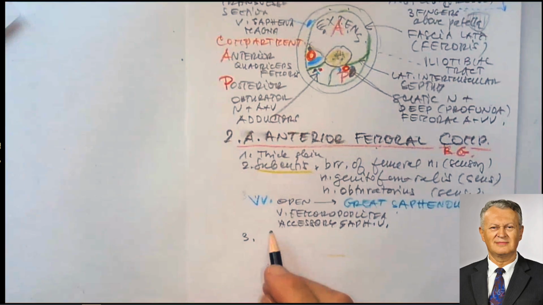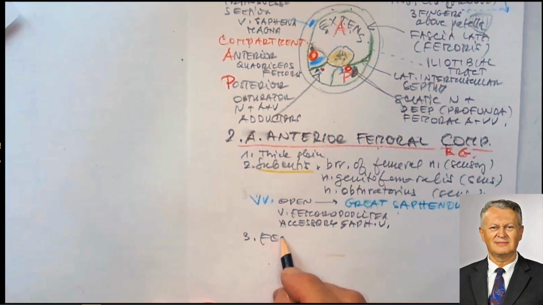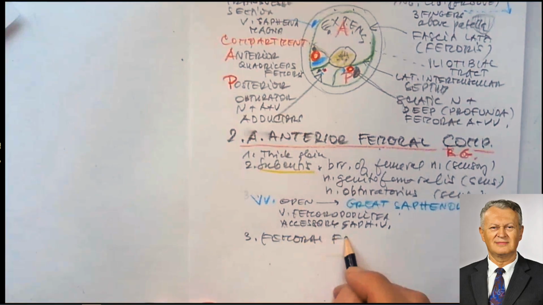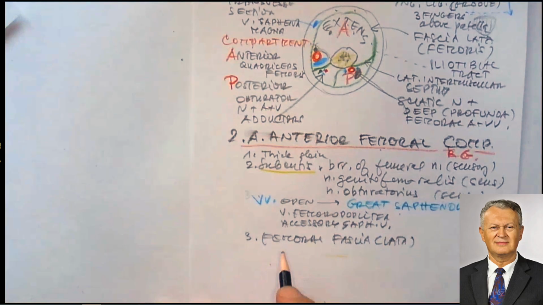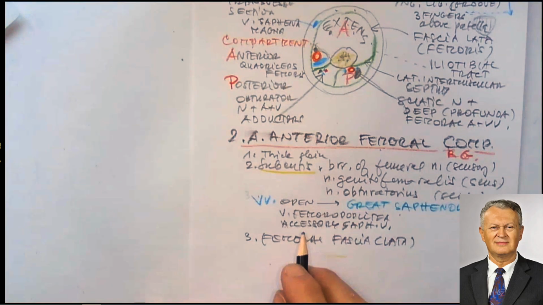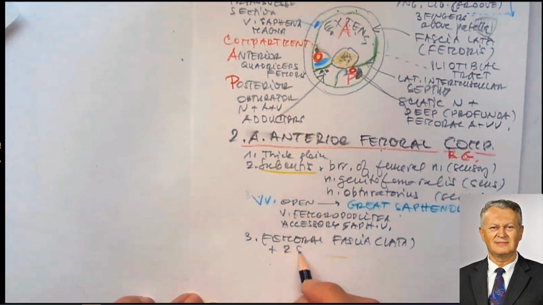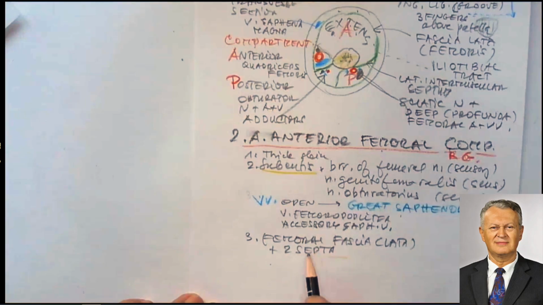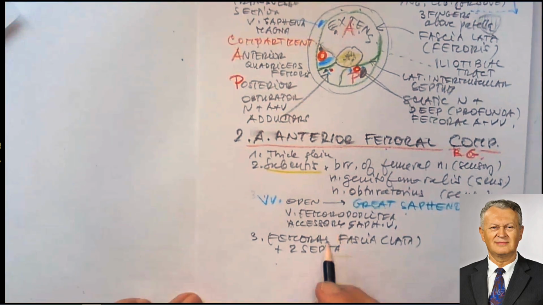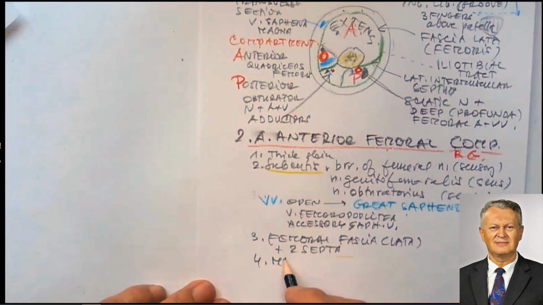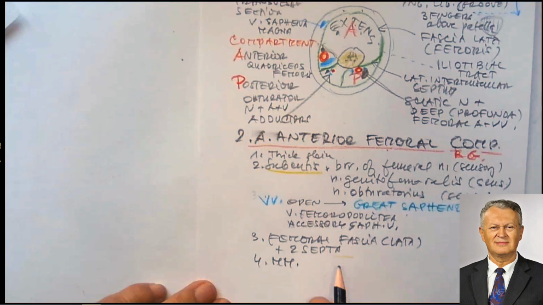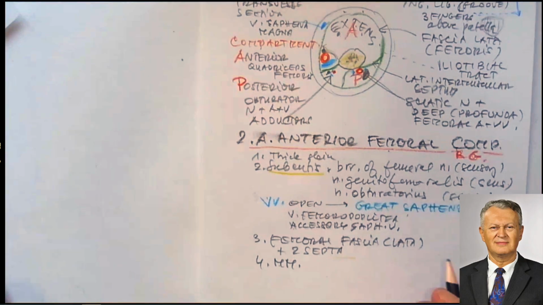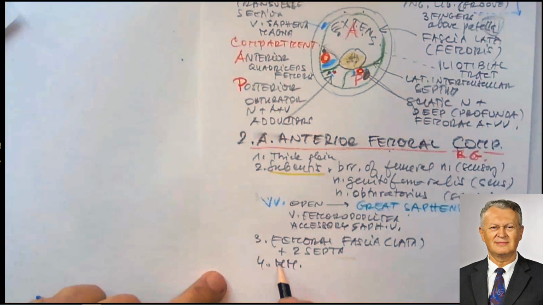Number three is the fascia, femoral fascia. We already used the name lata, also fascia lata femoris, and also two septa dividing the whole space, we said, into the anterior and posterior compartment. And then number four, the muscles in the anterior compartment are the quadriceps femoris, and also the sartorius. So this is like a second group or second category, correct?